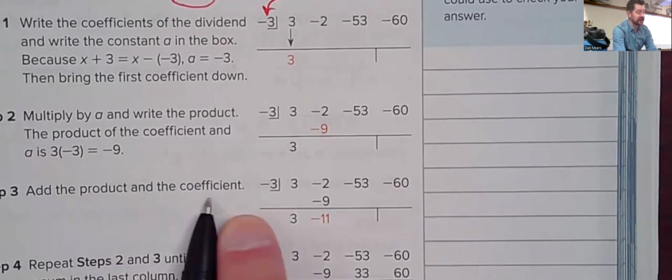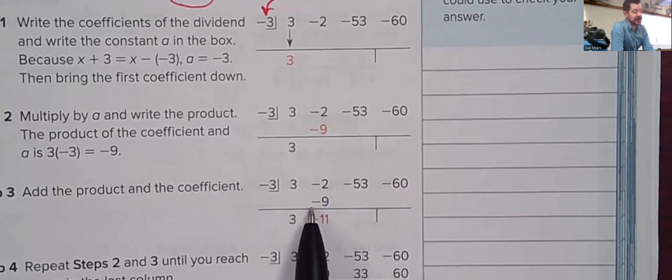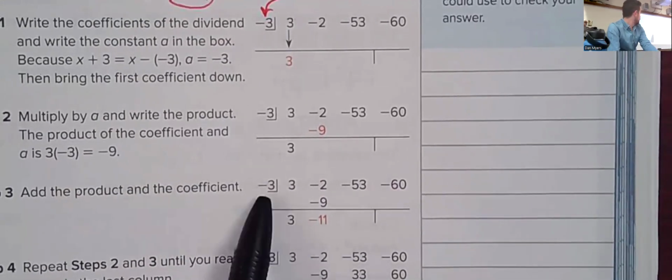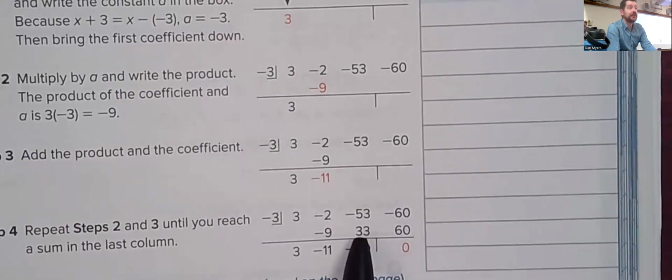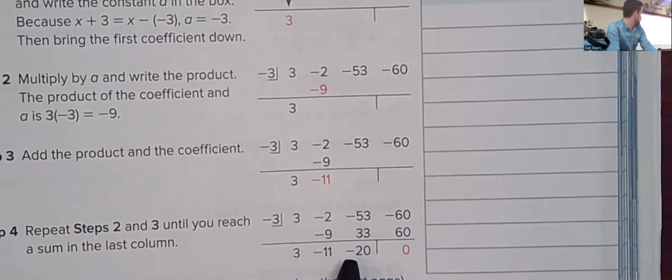Add the product and the coefficient. Product is -9. The coefficient is -2. If you add -2 and -9, you get -11. And then repeat the process. So -11 times -3 is what? 33. There's our number there. Add -53 and 33, and you end up with -20.